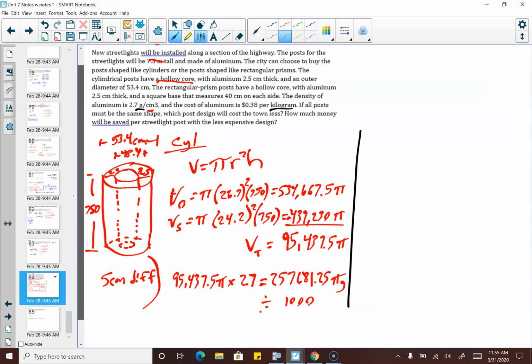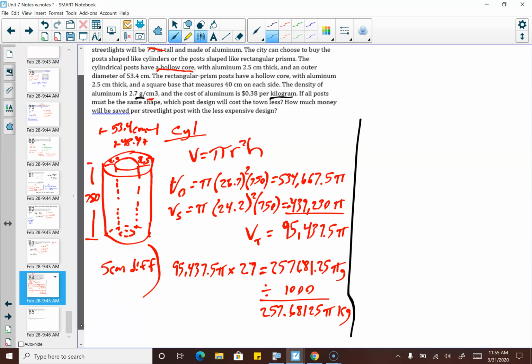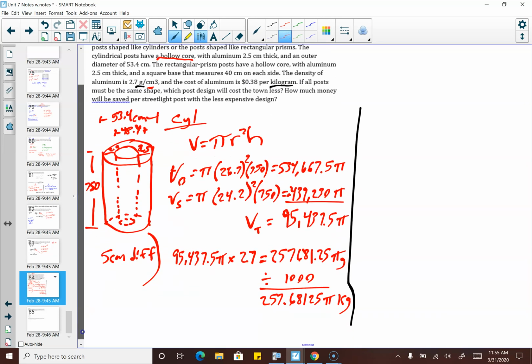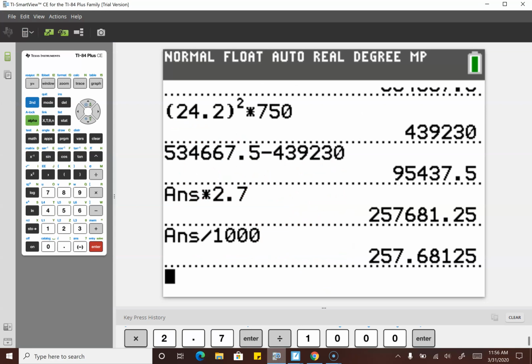So 257.68125 pi. And again, now we're in kilograms, which is good. That's where we want to be. And then now we're going to multiply that by the 38 cents per kilogram that it costs. So 38 cents. And now we're going to have to put this into our calculator with our pi, because now we're at our last step here.